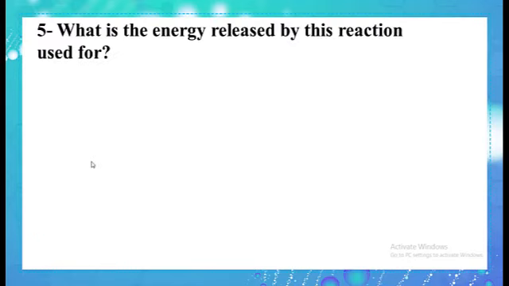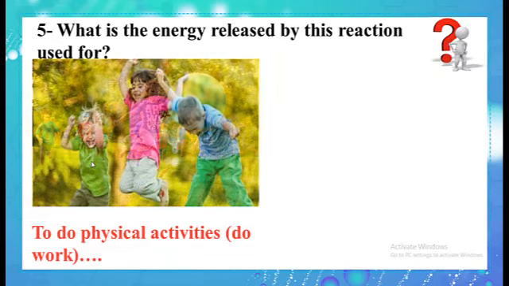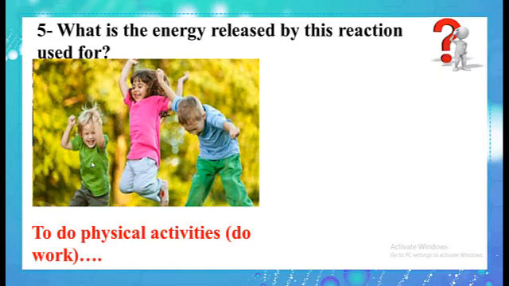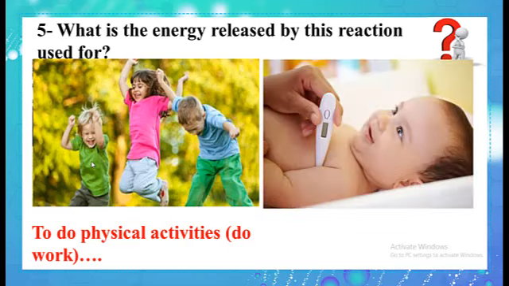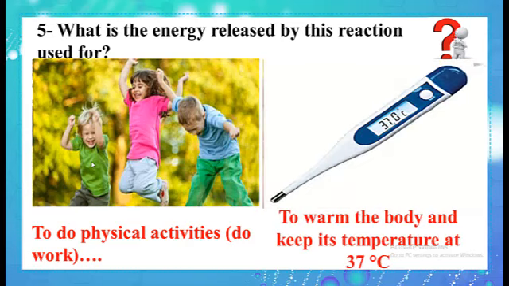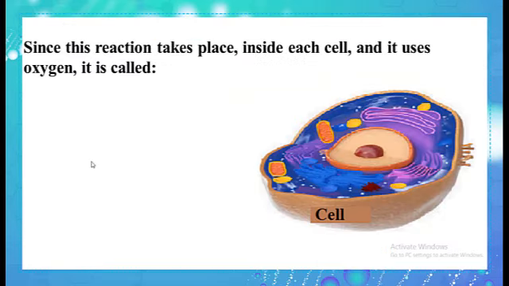Number 5, what is the energy released by this reaction used for? So where do we use this energy and when? We use it to do physical activities, to do our own work, and also to warm the body and keep its temperature at 37 degrees.